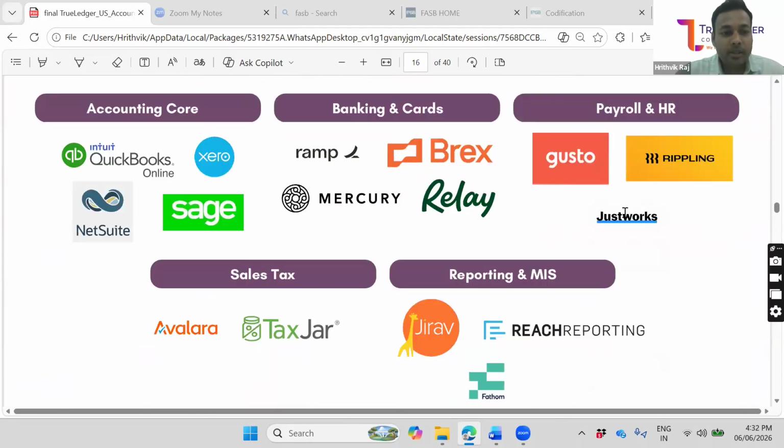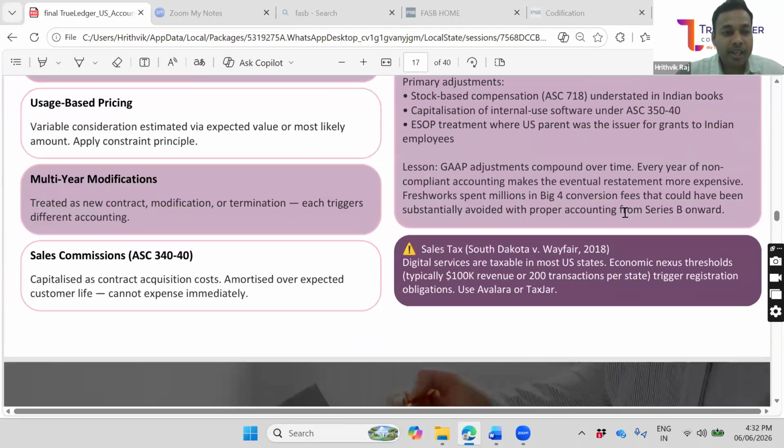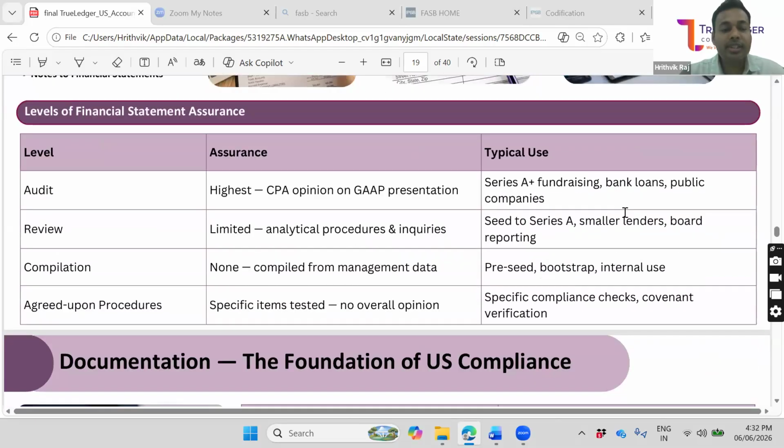So I'll tell you now what the things are and how to categorize your books of account. First, your books of account should be linked to your banking. You can have Mercury, Brex, or any other banking channel. You need to link your QuickBooks with that bank account, so the transactions will flow into your QuickBooks and you can categorize them that way. For HR and payroll, you need to have Dex or any other software like ADP.